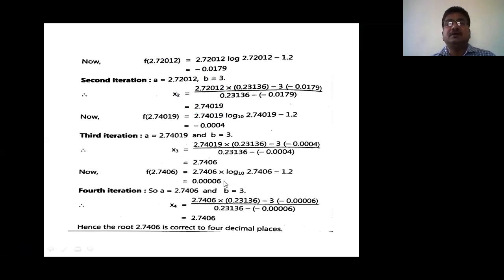Then second iteration. So with the values of f(a) and f(b), I can use the same formula to find x2. Then find the third iteration, x3 and x4. If we find the subtraction of x3 and x4, we get 0.0000, so this answer is correct up to 4 decimal places. Hence the root of the given equation is 2.7406. This is the last answer.